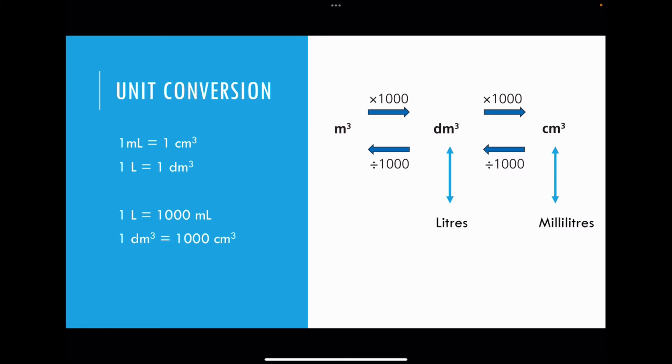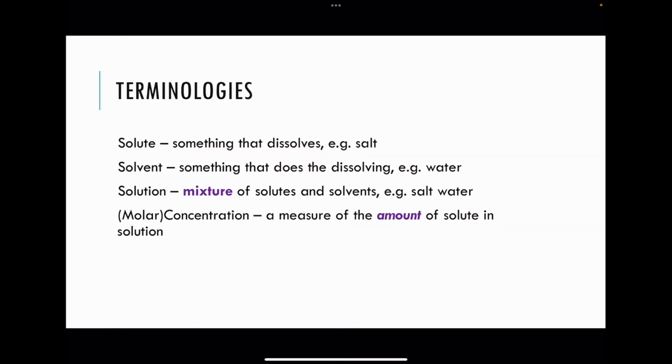Between 1 liter and 1 mL, it is a scale of 1,000, and so is it between decimeter cubed and centimeter cubed. For volumes, the progression between two neighboring units is usually 1,000 due to the cube existing between two different scales. Here are some terminologies.